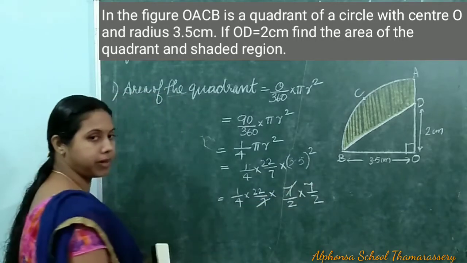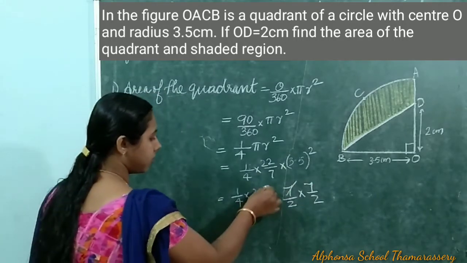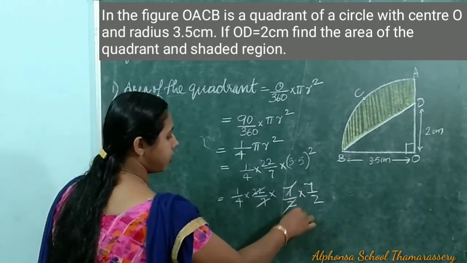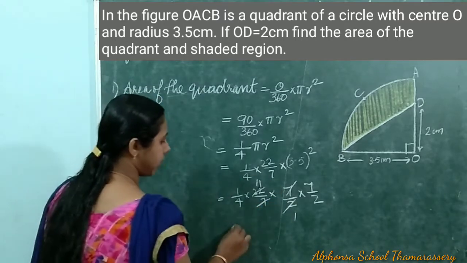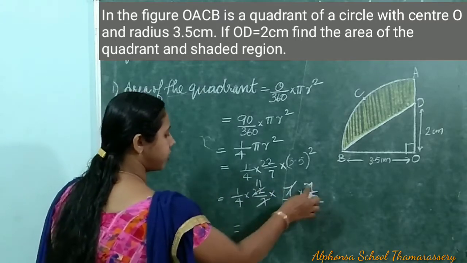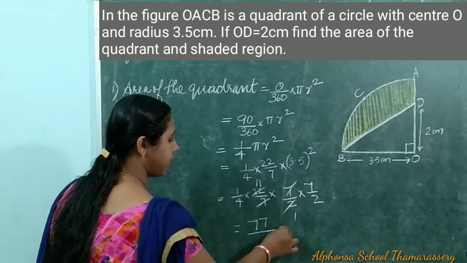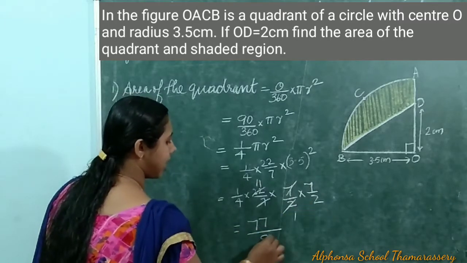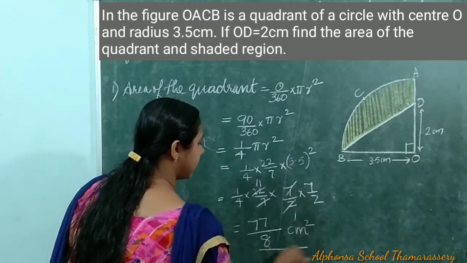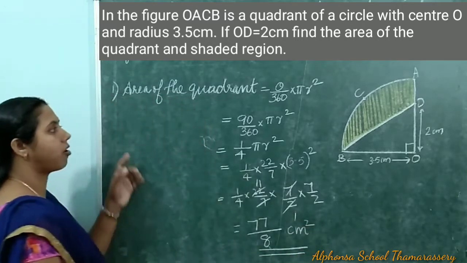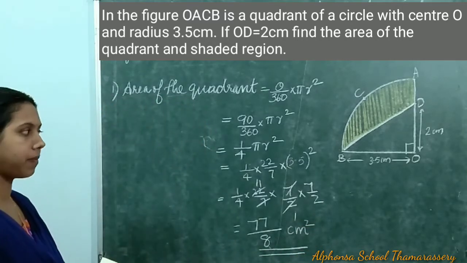7 and 7 will be cancelled, and in 22, 1 2 is 2, 11 2s are 22. That is equal to 11 into 7, 77 by 4 2s are 8, 77 by 8 centimeter square. That is the area of the quadrant OACB.